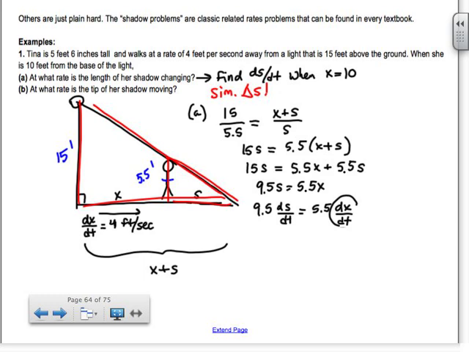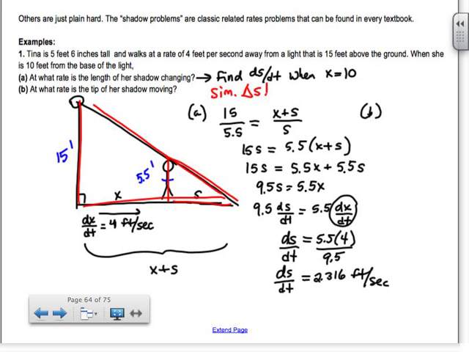Okay, so at what rate is the length of her shadow changing? We know dx over dt is 4, so I'm going to plug it in. Divide by 9.5. So you get 2.316. Okay, and that is in feet per second.